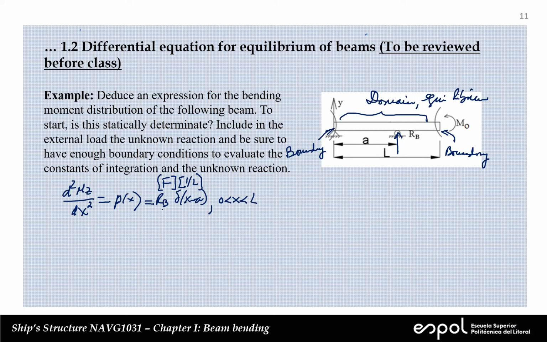Now, we have to agree on something. If we integrate, we're going to have two constants of integration, right? So we need two boundary conditions. If we have two boundary conditions and two constants of integration, we can solve the problem. The problem in this case is that we have another unknown, which is the reaction. So if we need to solve this, we need equations.